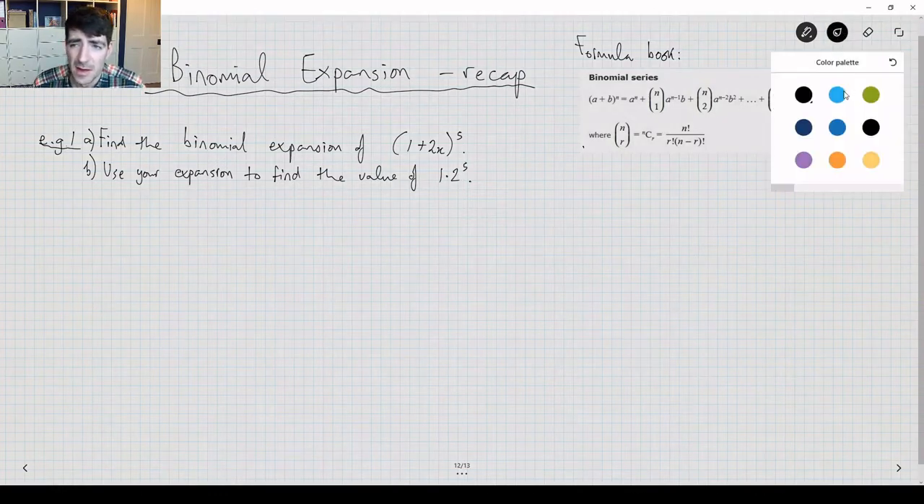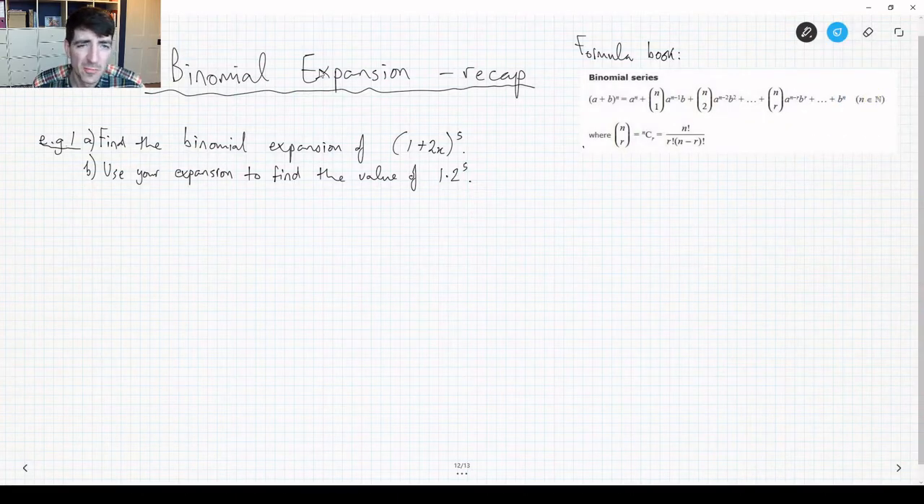So the binomial expansion, well, a binomial is a collection of 2 terms, the bi part meaning 2, in one or more variables. So in this case our binomial is 1 plus 2x, and we're expanding it because we have 1 plus 2x to the power of 5. So we're going to work out this binomial expansion, and then for the first example we're going to look at using our expansion to find the value of 1.2 to the power of 5.